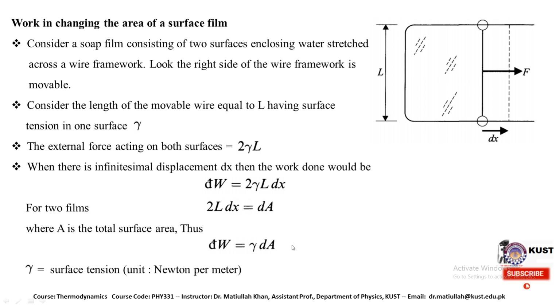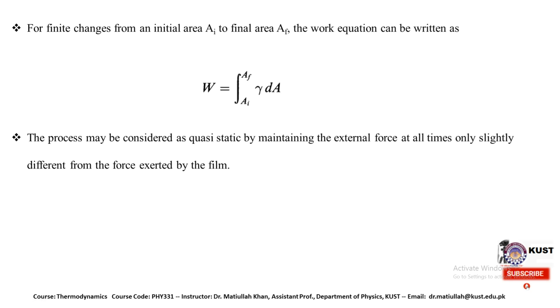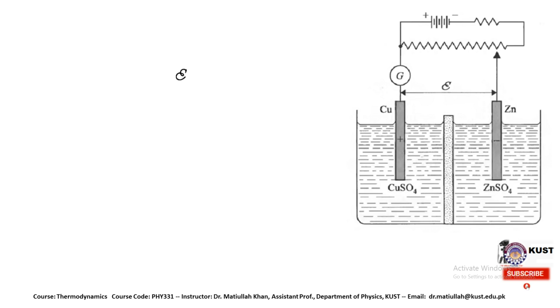The surface tension is measured in Newton per meter. For finite changes from an initial area Ai to a final area Af, the work equation can be written as W = integral from Ai to Af of gamma dA. The process may be considered quasi-static by maintaining the external force at all times only slightly different from the force exerted by the film.